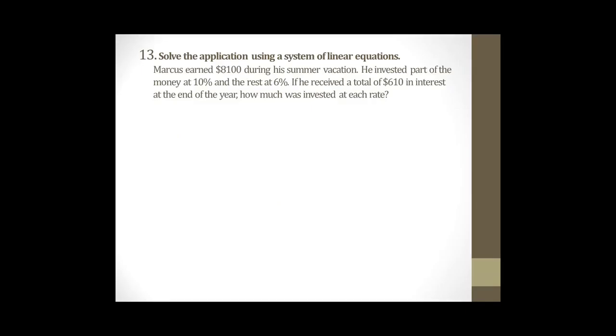This says solve the application using a system of linear equations. Marcus earned $8,100 during his summer vacation. Wow, I thought a vacation is supposed to be for fun. I don't know what he did on his vacation. But anyway, he invested part of that money at 10% and the rest at 6%. So if he received a total of $610 in interest at the end of a year, how much was invested at each rate?